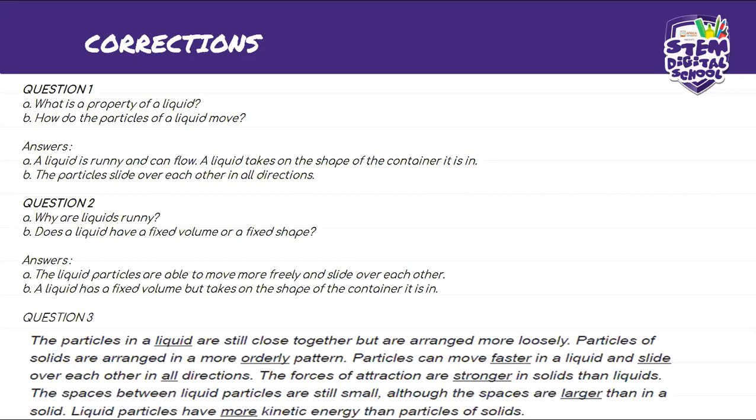So let's go on. How do the particles of a liquid move? The particles of the liquid move by sliding over each other in all directions. So question two was saying, why are liquids running? And two, A was, why are liquids running? B says, does a liquid have a fixed volume or a fixed shape? These are the answers. The liquid particles are able to move more freely and slide over each other. A liquid has a fixed volume but takes on the shape of the container it is in.